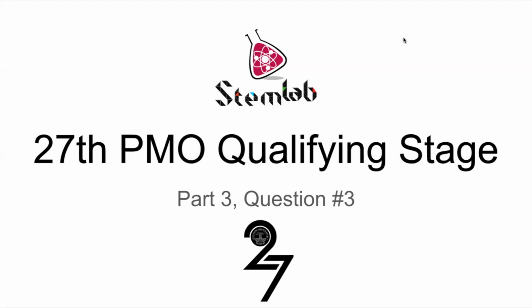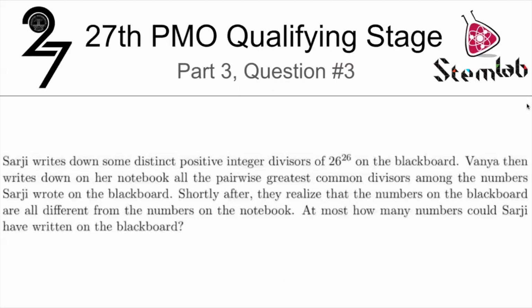Today, we'll be going over the 27th PMO Qualifying Stage, Part 3, Question 3. Question 3 asks: Sarji writes down some distinct positive integer divisors of 26^26 on the blackboard. Vanya then writes down in her notebook all the pairwise greatest common divisors among the numbers Sarji wrote on the blackboard. Shortly after, they realized that the numbers on the blackboard are all different from the numbers in the notebook. At most, how many numbers could Sarji have written on the blackboard?